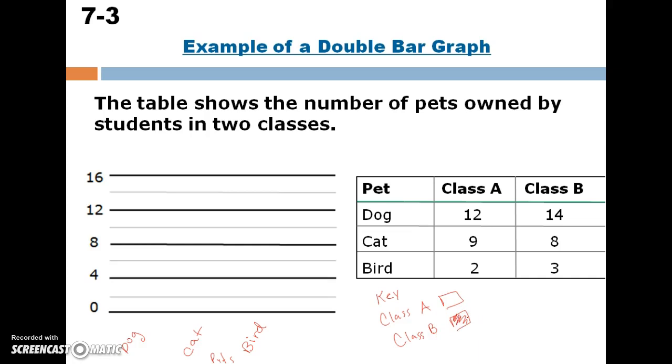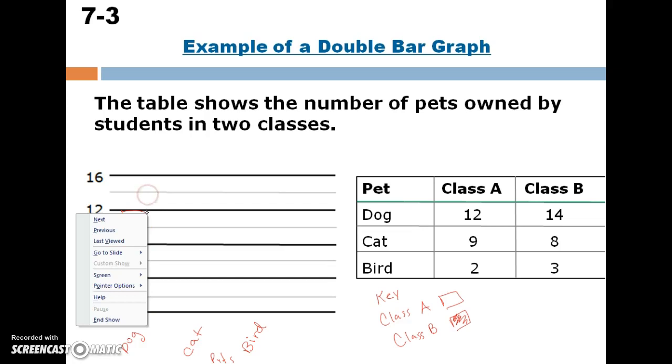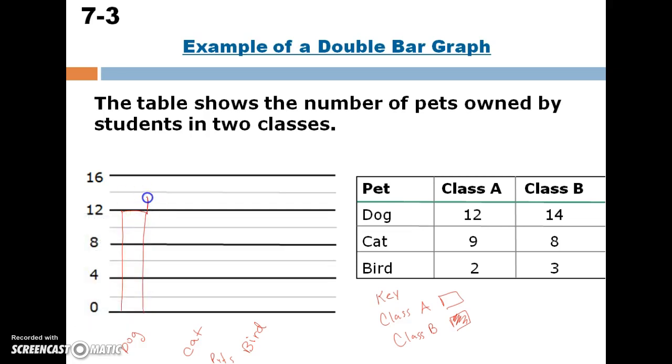So Class A, 12 students have dogs. So I'm going to go up to 12 and down. Again, Class A is not shaded. Class B has 14. These bars will touch because we are comparing. And then shade that in. Class A for cats has 9. Again, leave space because we're moving from dog to cat. So 9. And we're not going to shade it. And Class B has 8 cats. Again, these touch because the category is the same.